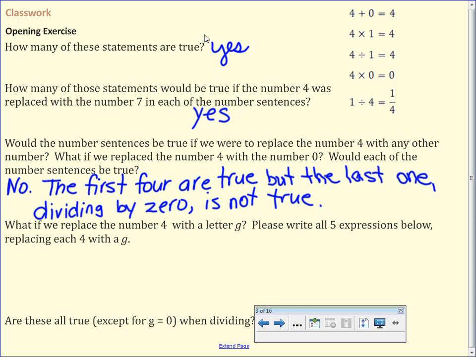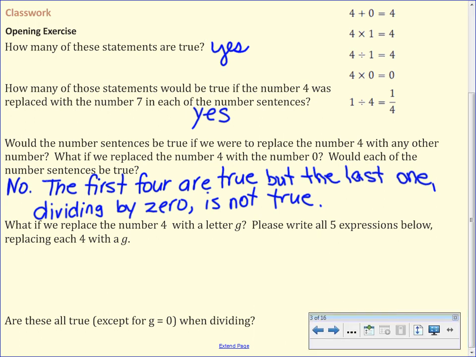So basically, we're saying that 4 can be any number. What can we use to represent any number? What can we use? We can use a variable or a letter. So we're going to use the letter G for today. So let's rewrite all 5 expressions below, replacing them with a G.